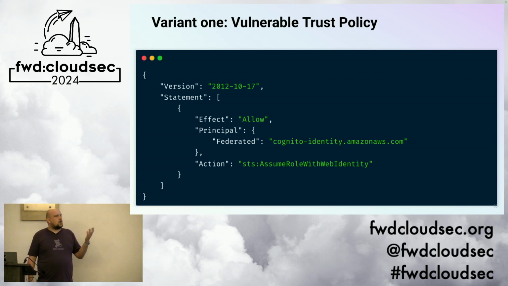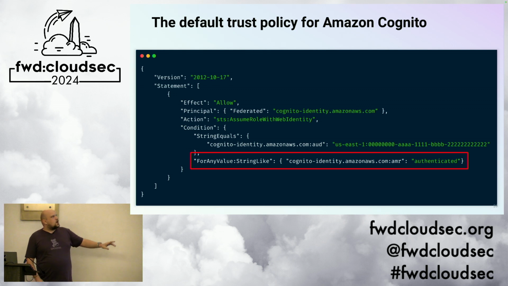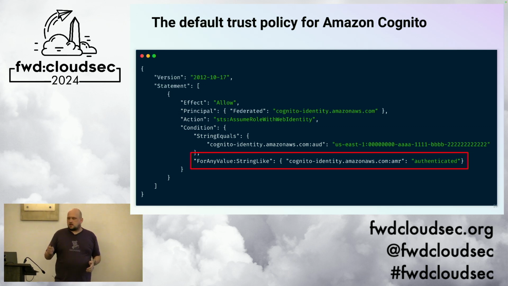Now, you might be wondering, well, Nick, why are you specifying this as variant 1? Well, it's because there's a variant 2 as well. In the default trust policy, you might have noticed the second condition, that AMR, and wondered if that condition is set, can we assume the role? And the good news is we totally can.